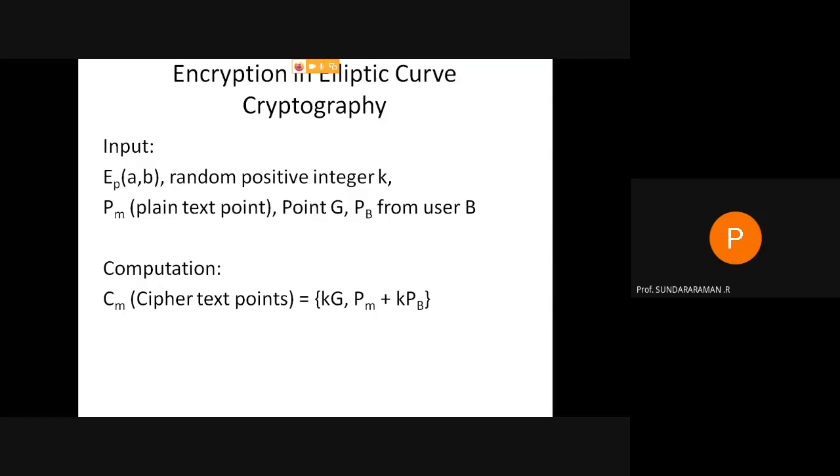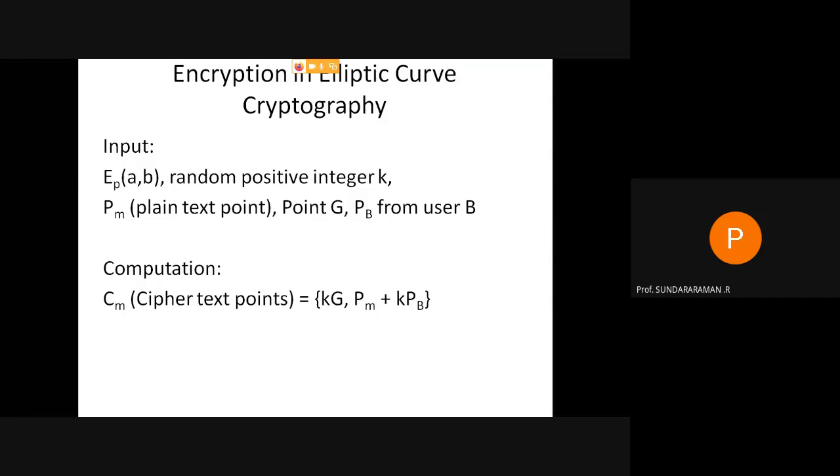Accordingly, after generation, k into Pb is one point, Pm is another point. These 2 points can be added using the point addition method, right? So by this two-way computation, you will be generating 2 points. That is, a pair of points will be generated during the encryption process, and user A generates a pair of points using the inputs: the details of the curve, random positive integer k, point G, and Pb from user B.